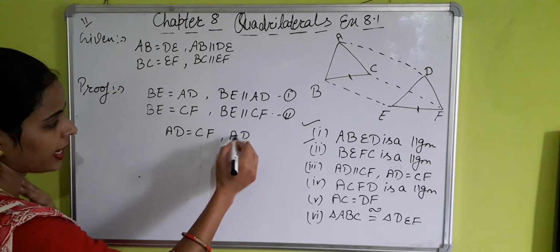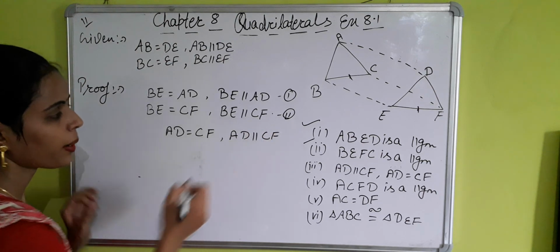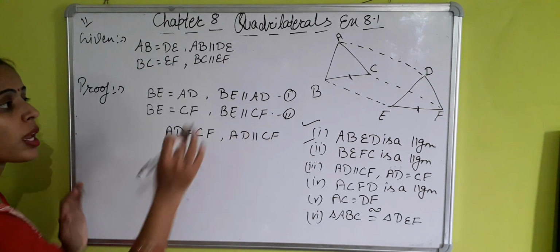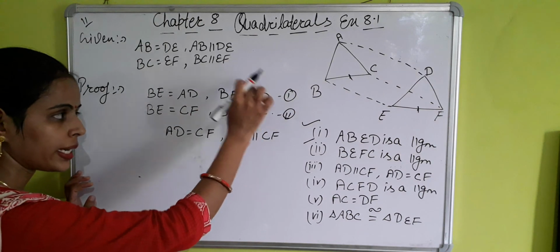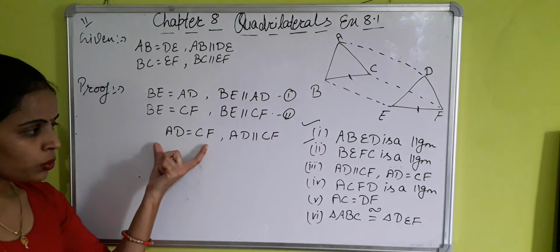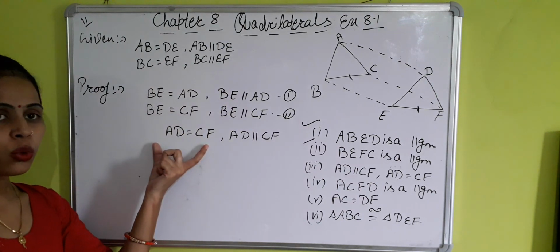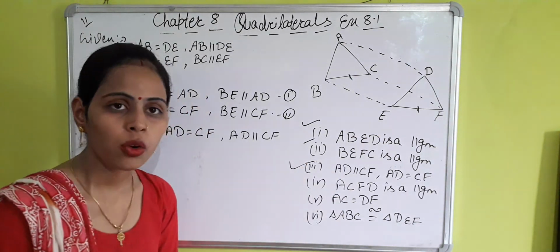and AD is parallel to CF, because BE is parallel to AD and BE is parallel to CF. So AD is also parallel to CF. AD is equal and parallel to CF. Third part is proved. Now take fourth part.